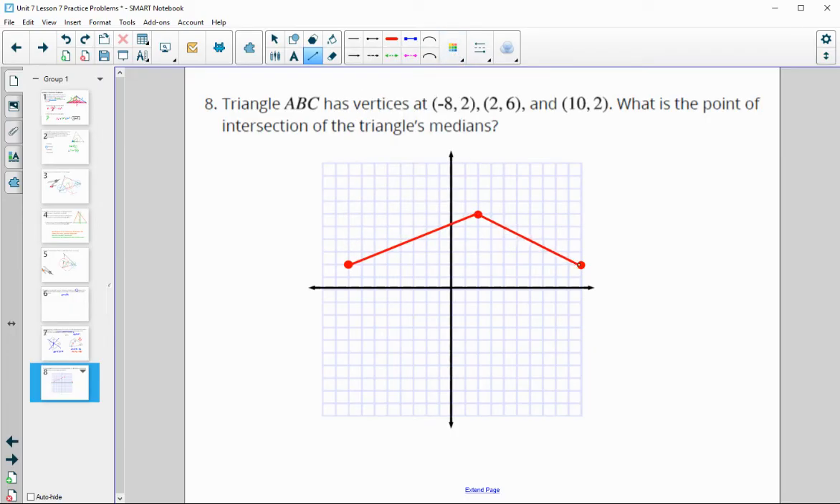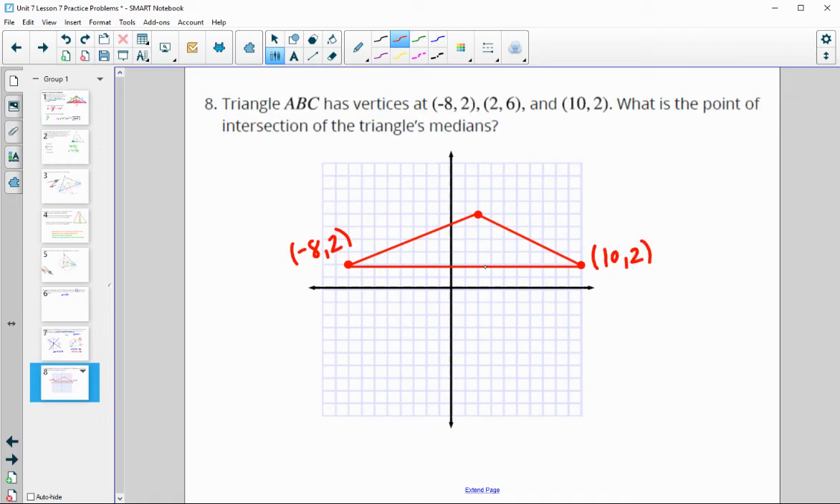And then the medians are the segments that connect one vertex to the opposite midpoint. So I'm going to find the midpoint of this bottom segment. And you could literally just count this and go in between because it's a flat segment. Okay, it's a total of 18 segments long. So you could count 9 to the midpoint. You can also add the x's together and divide by 2 to find the middle of them. So -8 plus 10 is 2, divided by 2 is 1. So that would be our x coordinate. And then we know the y coordinate is 2. So that midpoint is going to be at 1, 2.